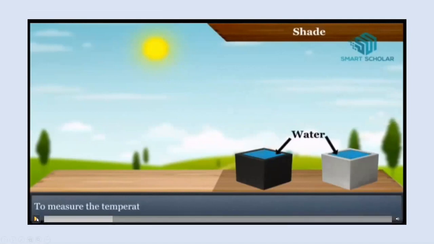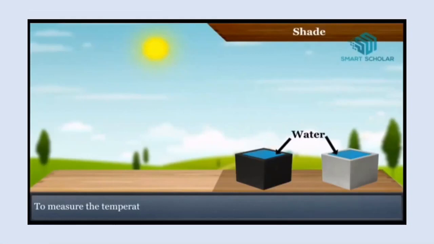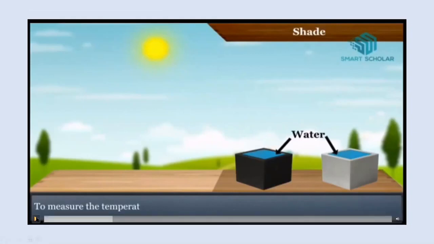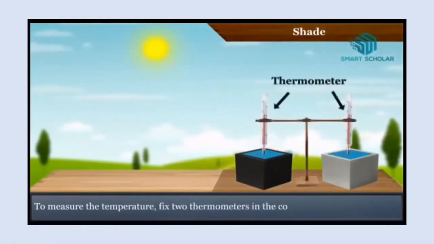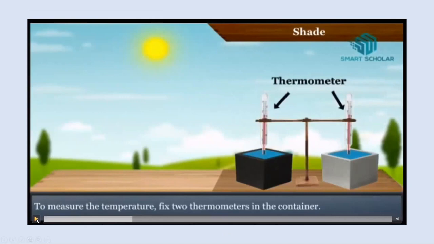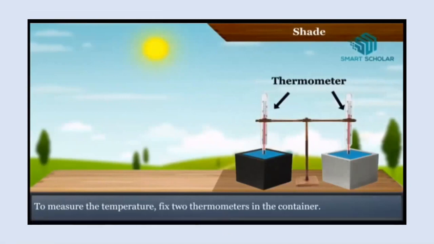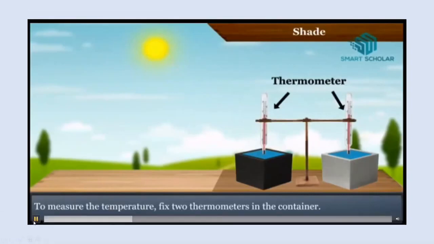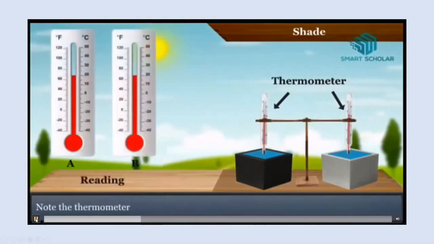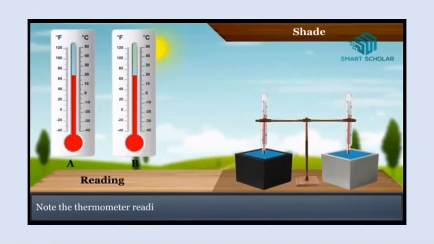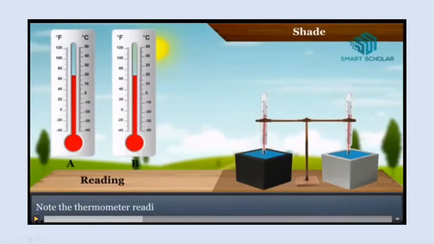What was the next step done? We filled both the containers with the same amount of water. To measure the temperature, fix two thermometers in the containers. And the next step is we are measuring the temperature of the water in the container. Note the thermometer reading. So let us say the temperature when we just poured the water in these two containers is the same. That is what it is showing, 20 degrees. Okay. Let us move ahead.